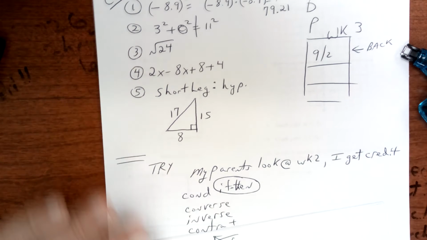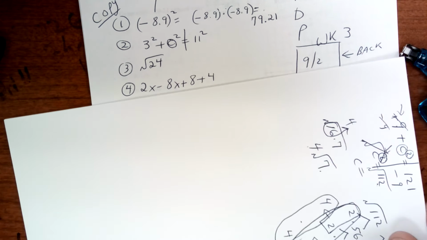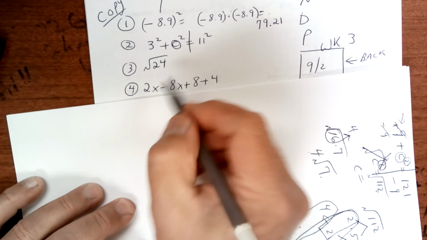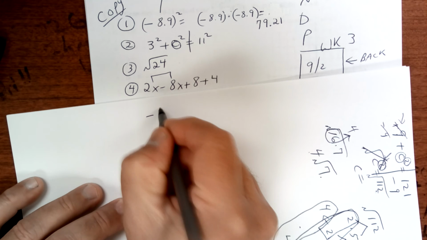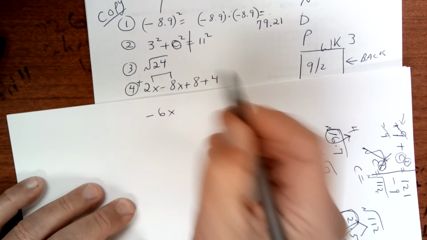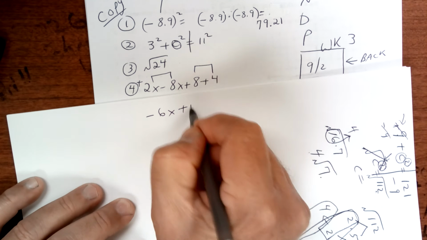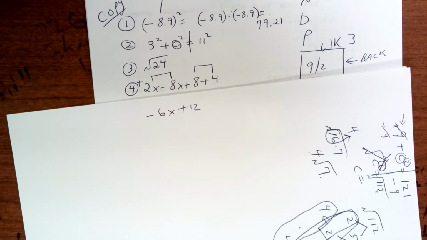This one right here, I guess it's just combine like terms. You can look at your answer choices and figure that out. That's going to be a negative 6x because I have more negatives, and this looks like a plus 12. And that's all you can do. You can't add up the x's and the numbers. All right, let's keep moving.